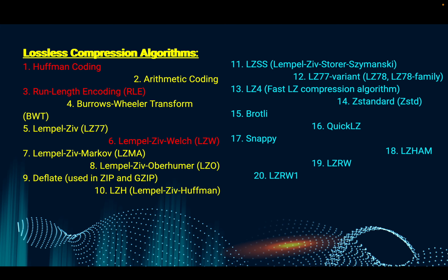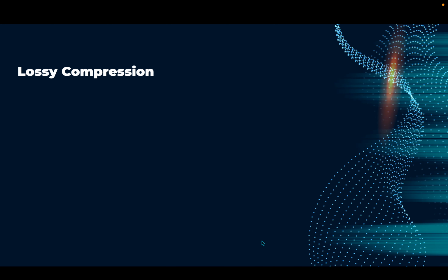Lossless compression algorithms. There are different kinds of algorithms available out there like Huffman coding, arithmetic coding, RLE, LZ77, LZMA, LZH, Snappy, QuickLZ, Brotli, LZ4, LZSS, LZW. But we'll learn only three algorithms today, which are Huffman coding, RLE, and Lempel-Ziv-Welch, known as the LZW algorithm. Let's learn about lossy compression.